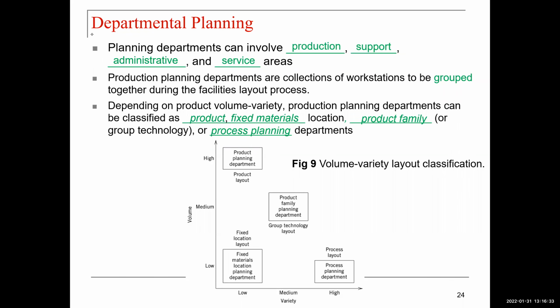You have fixed materials, location, and planning department. If you have a very high volume and very low variety, then you have a product planning department. It's going to be a department that is going to be developing that specific product. And then the opposite, if you have very high variety and very low volume, a process planning department. And in between, if you have medium and medium, then the product family planning department will be the best strategy, in which you're going to have group technology layout. Okay, so let's look at this individually.